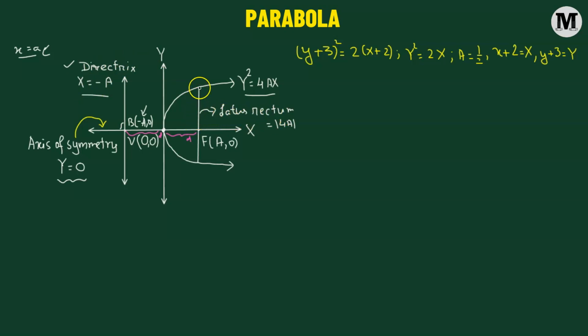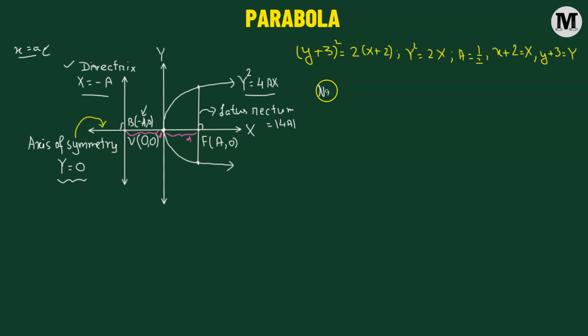The latus rectum is the straight line that passes through the focus of the parabola, and it is perpendicular to the axis of symmetry, with its endpoints on the parabola. So now we have the standard form of the parabola. So let's work with a problem.